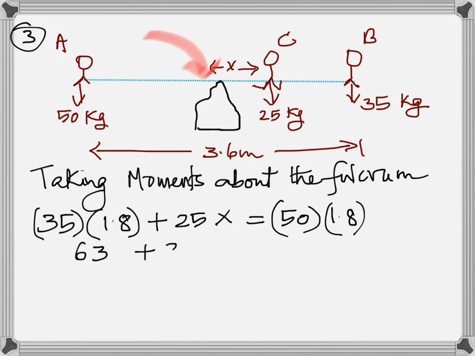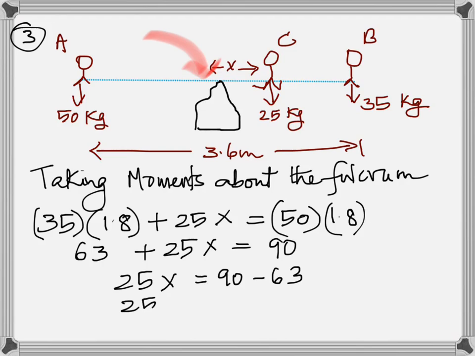And so 63 plus 25x is equal to 90. So 25x is 90, take away 63. It's 27, isn't it? So 25x is 27, x is 27 divided by 25. Should be 1.08 meter.